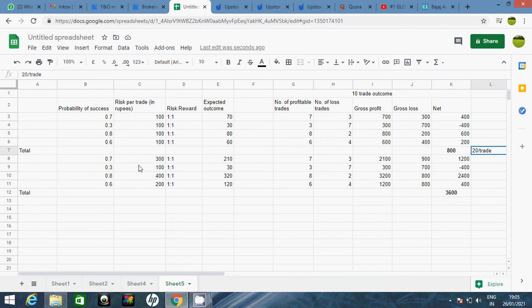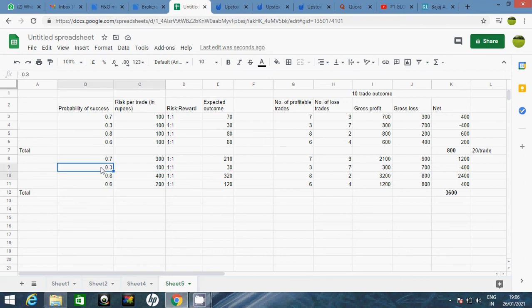Now let's see what happens when we increase or dynamically change our risk per trade. Logically, what we should do is, for the trade setups where the probability of success is very high, for example 80% or 70%, where you know that there are high chances of your trade being profitable, you should be betting more money. So here I have changed it accordingly.